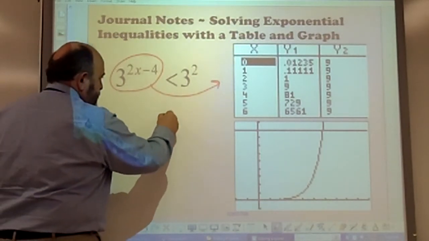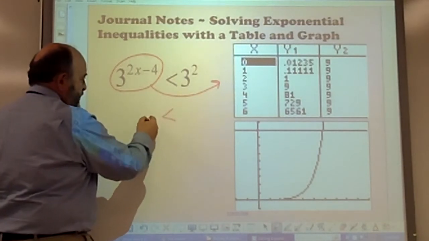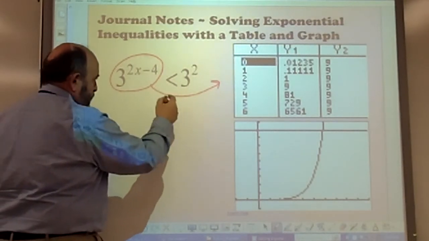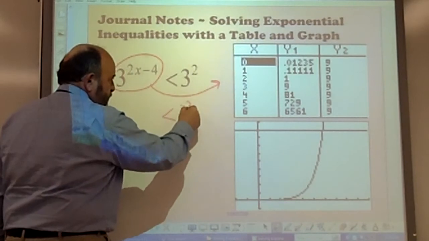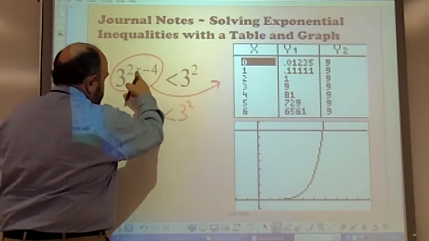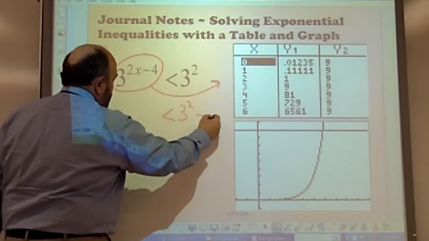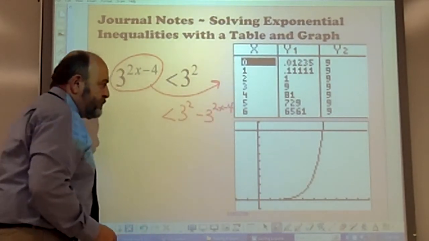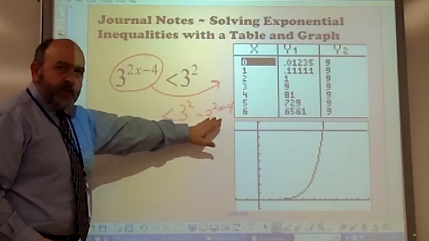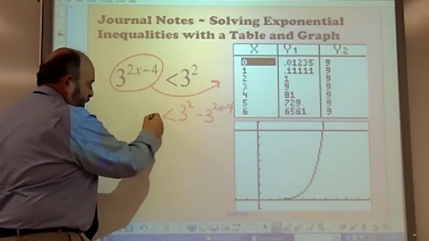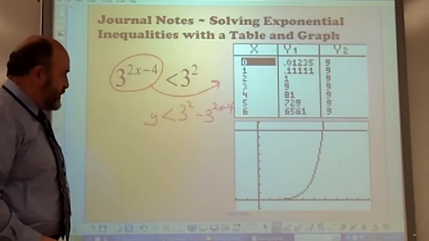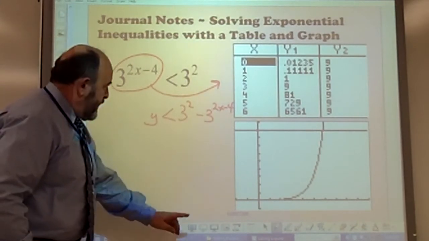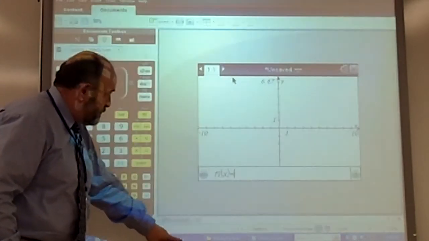So this becomes, and you can call this whatever you want, y or f of x or whatever, it's 3 squared, and then of course we subtracted this from both sides to get it over here. So it's 3 to the 2x minus 4. And this is what we're going to be graphing on the calculator. Of course, this will end up looking like a y when we get finished. So let's go to the calculator and graph that.